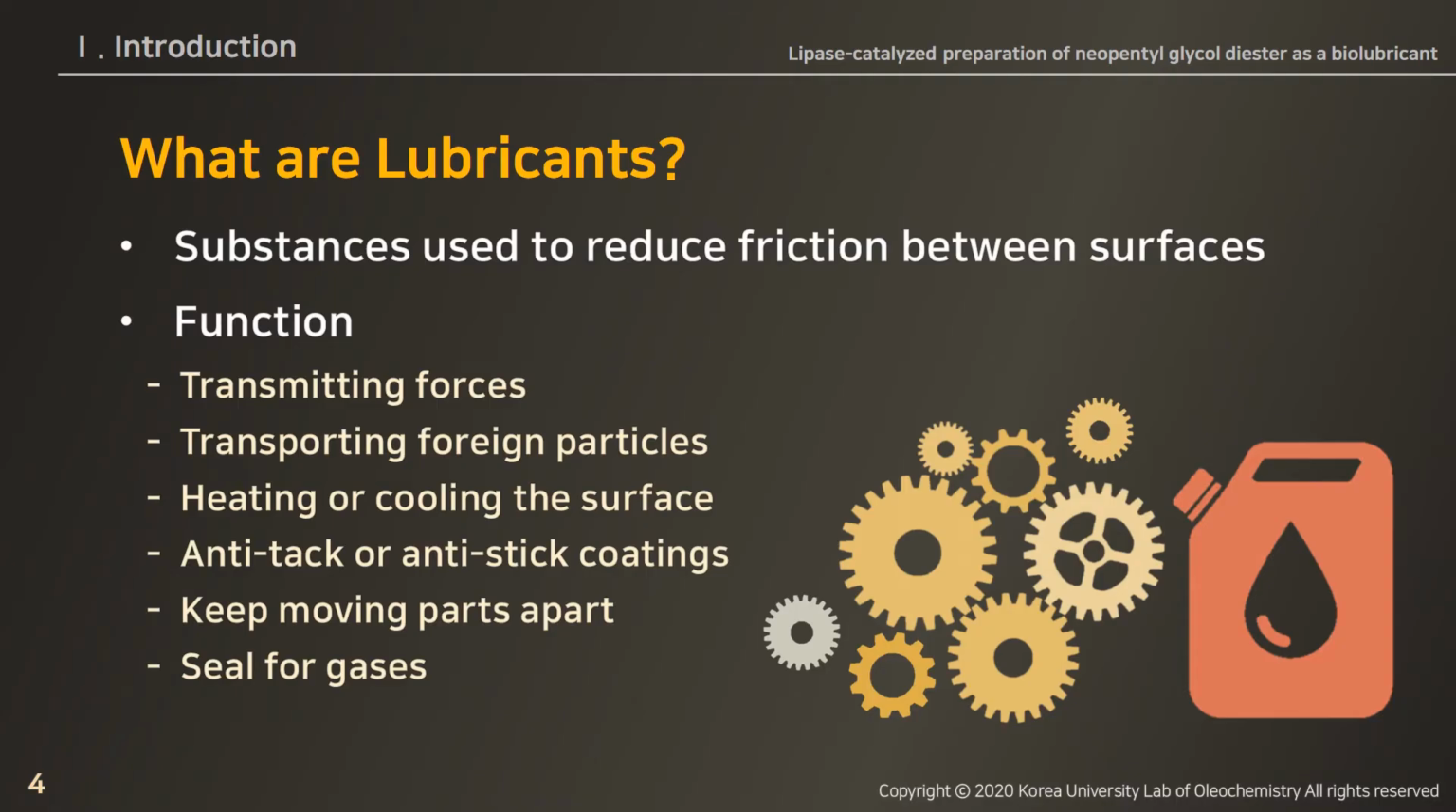Before I explain Neopentyl Glycol Diester in detail, I would like to briefly talk about lubricants. What are lubricants? The comprehensive definition of lubricants is substances used to reduce friction between surfaces, and they are defined as various compounds like fluids, oils, and greases. However, in addition to industrial applications, lubricants are used for many other purposes. As you can see, there are various functions of lubricants.